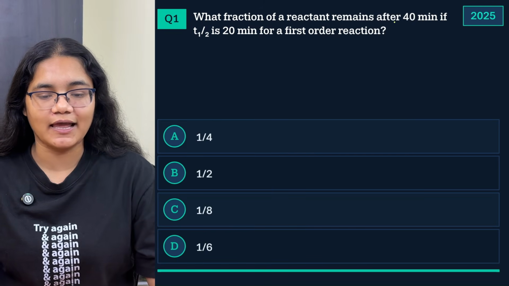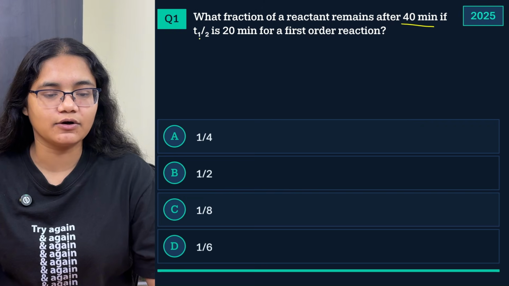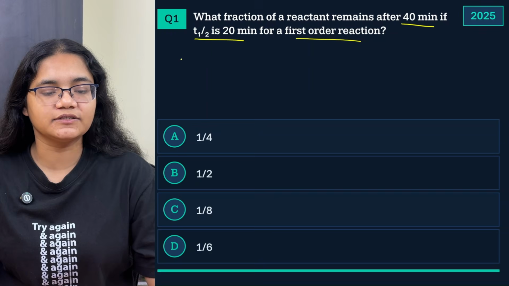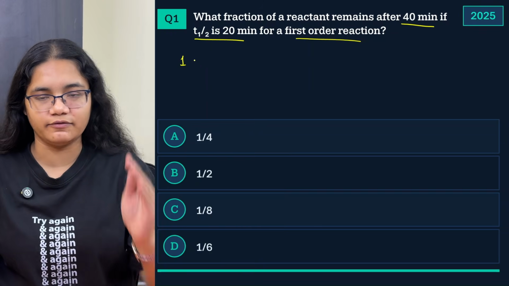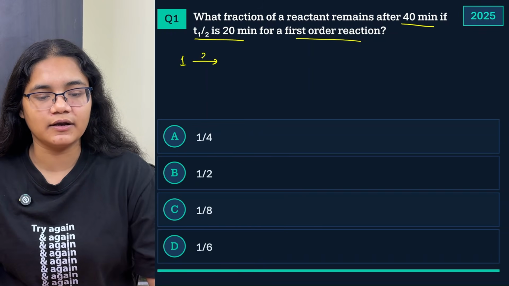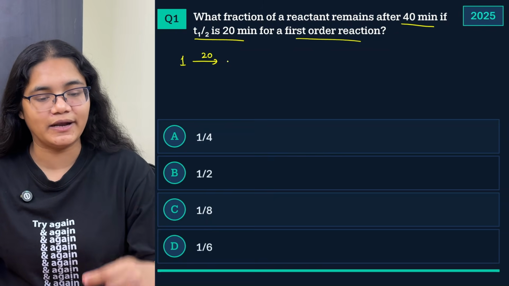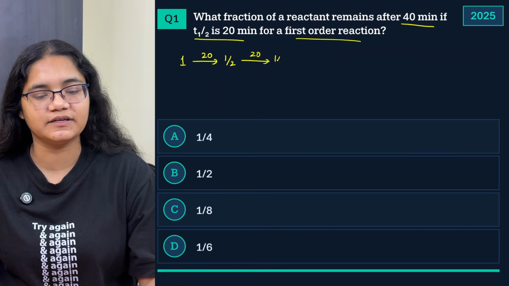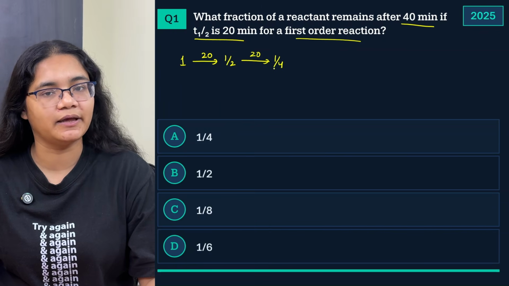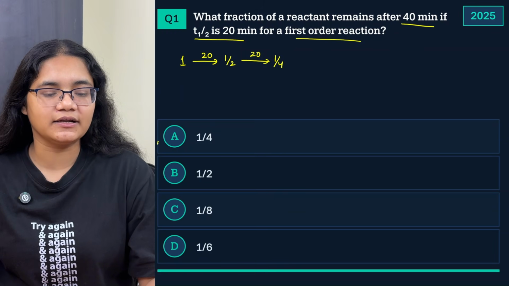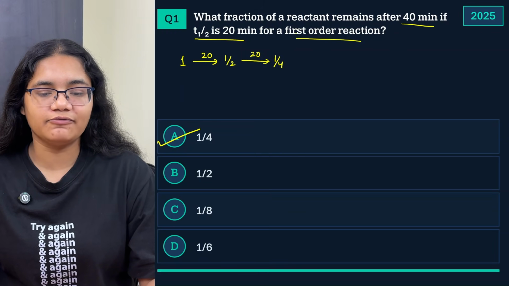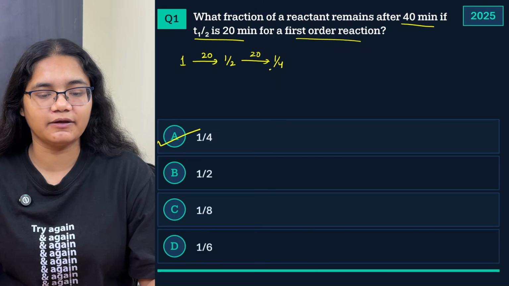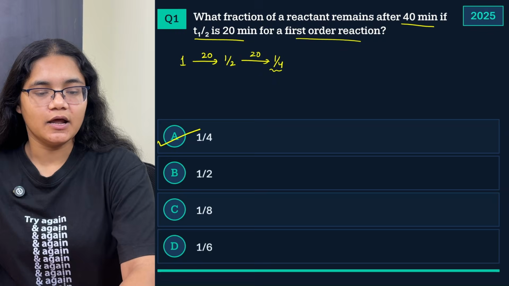What fraction of a reactant remains after 40 minutes if the t half is 20 minutes for a first order reaction? Now, since it is asking for a fraction, you always have to start with 1. After one half life, that means after 20 minutes, it will become half. Then after the second half life, that is a total of 40 minutes, it will again become half of this, that is 1/4 here. So that is option number A. 1/4 will remain here. Clear? Next, question number 2.